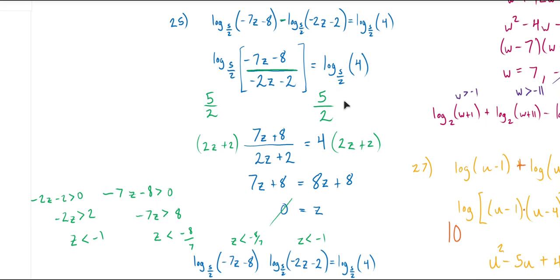All of these logs are going to disappear when we raise both sides into the exponent of 5/2. Now we just have to deal with this rational equation. Clearing the denominator and then solving for z, we get z equals 0. However, checking our domain restrictions, we see that z has to be less than -8/7, and 0 doesn't cut the mustard. So there is no solution to this equation.